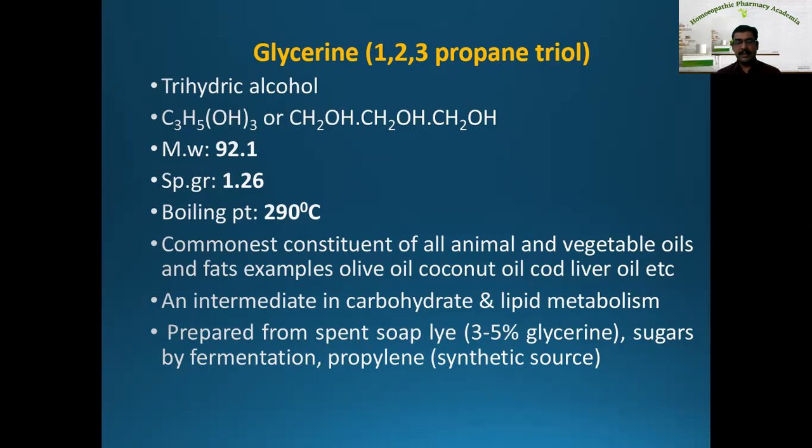Then the distillate containing water is concentrated in vacuum pans again until the glycerin has a specific gravity of 1.26, that is 99.9% pure. So the clear solution, once the precipitate is removed, may contain water and color. The color can be removed by passing it through animal charcoal, and the water is removed by distillation. The resultant glycerin which we obtained is 99.9% pure, having a specific gravity of 1.26. So this is how glycerin is prepared from spent soap lye, which is the cheapest and main source of glycerin.